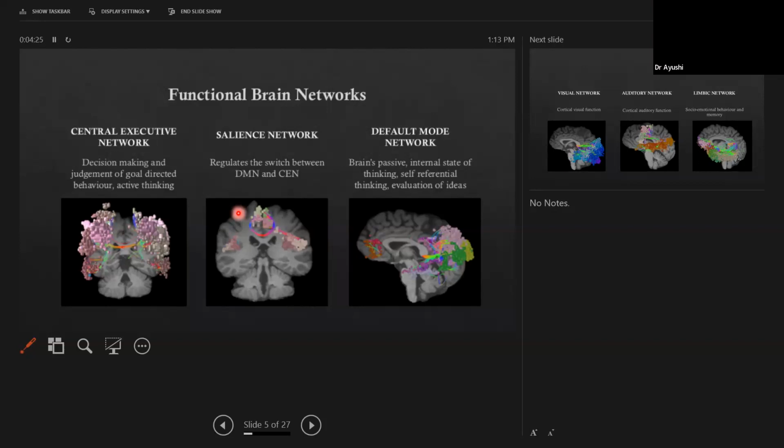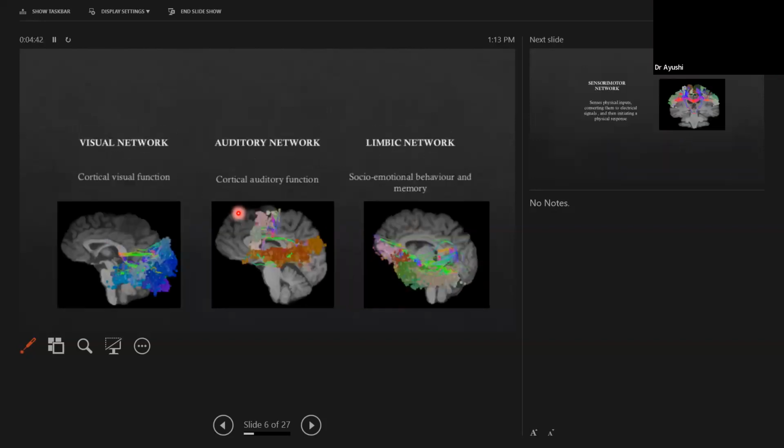When the teacher pointed out that you have to answer this question, it was the salience network which switched us from the default mode to the central mode, so that now we have to do active thinking, we have to perform, or answer a question. So these are the three networks. The other networks are the visual network, the auditory network, and the limbic network.